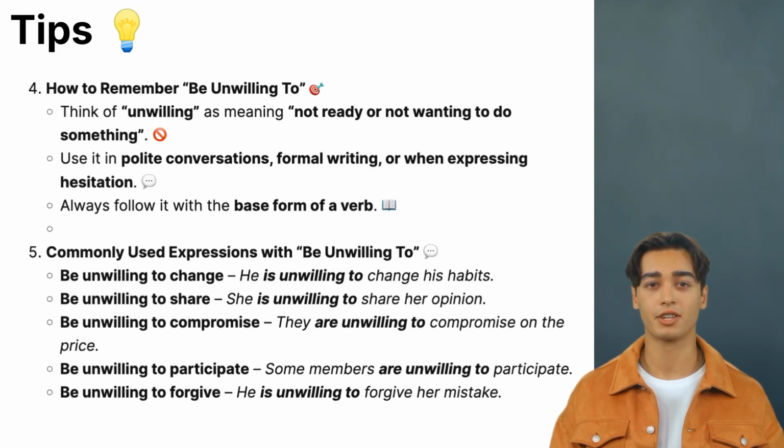5. Commonly used expressions with be unwilling to. Here are some common examples you can practice with. Be unwilling to change, he is unwilling to change his habits. Be unwilling to share, she is unwilling to share her opinion. Be unwilling to compromise, they are unwilling to compromise on the price. Be unwilling to participate, some members are unwilling to participate. Be unwilling to forgive, he is unwilling to forgive her mistake.